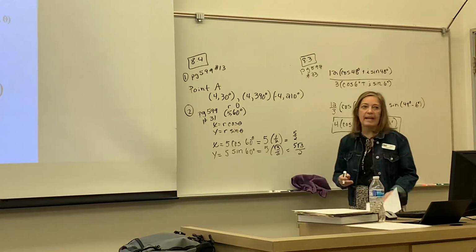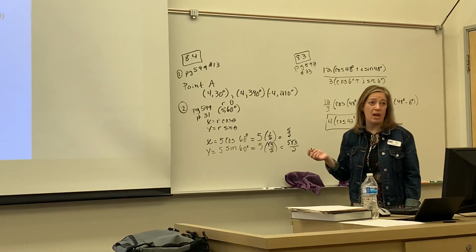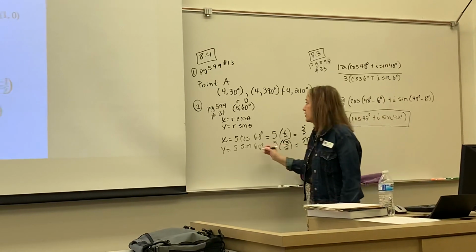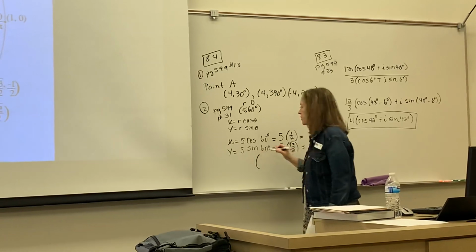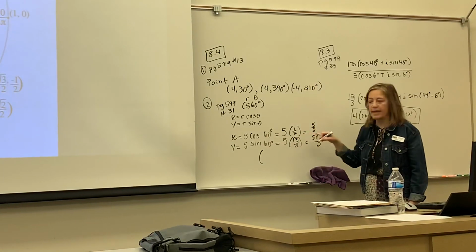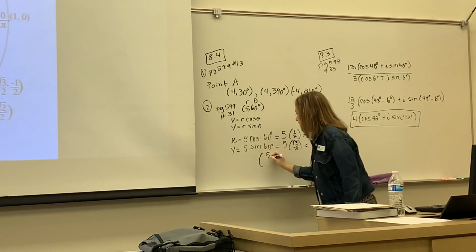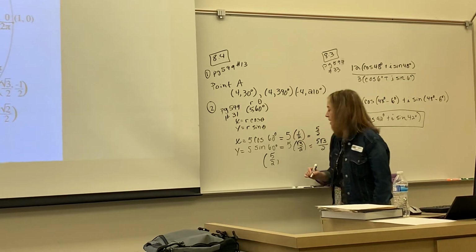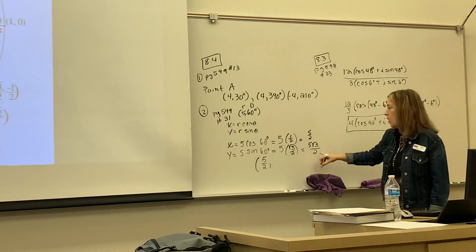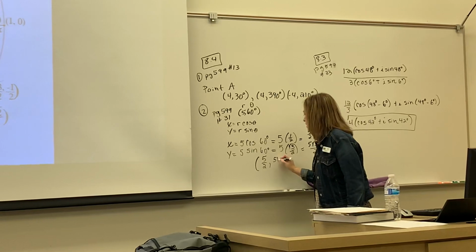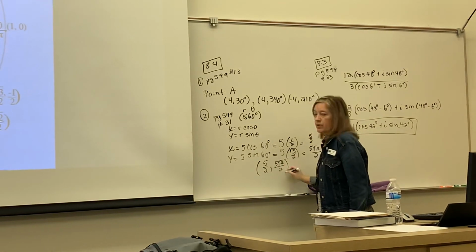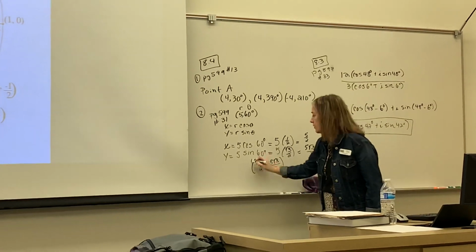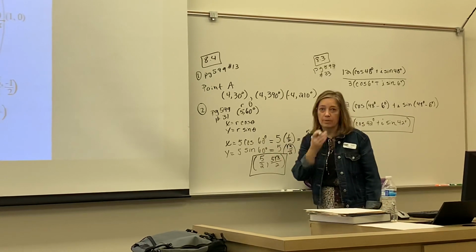Okay, so then writing it in an ordered pair, because we want it to be in rectangular form. So the first ordered pair is going to be your x coordinate, which is going to be 5/2, comma, your y coordinate, and your y coordinate we determined as 5 square roots of 3/2. So this part right here would be your solution.